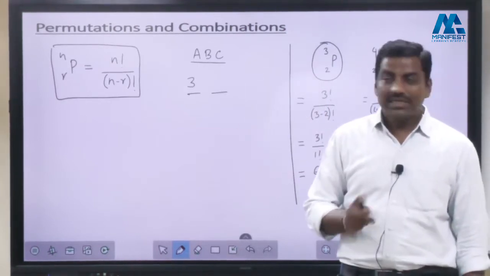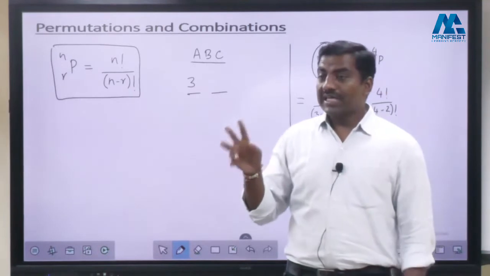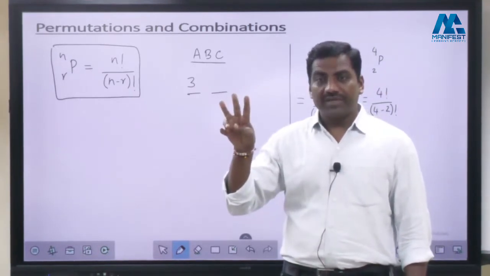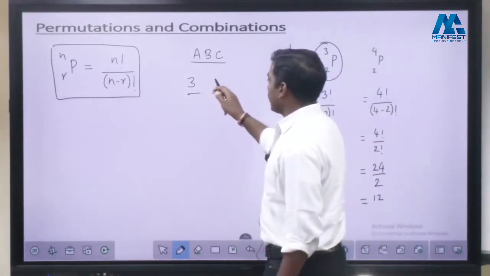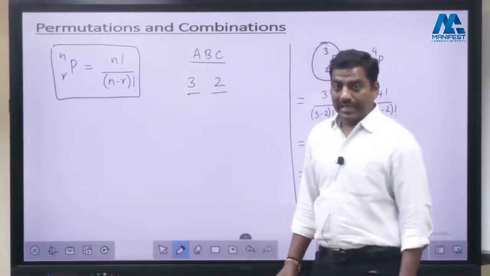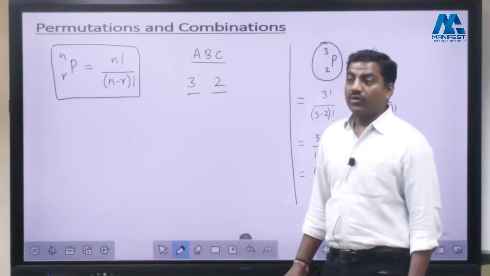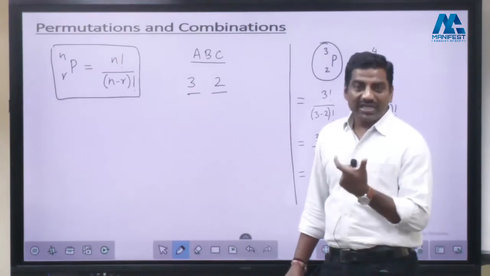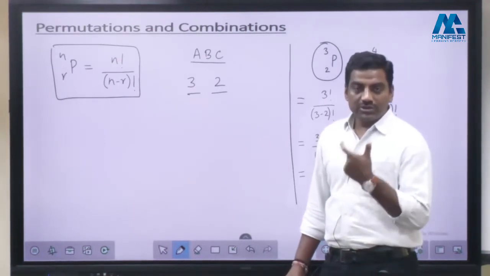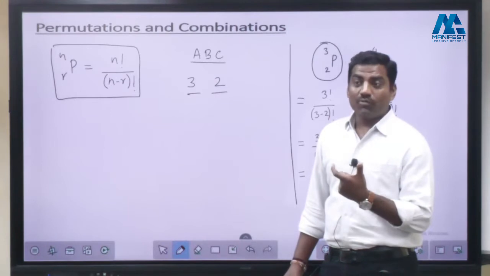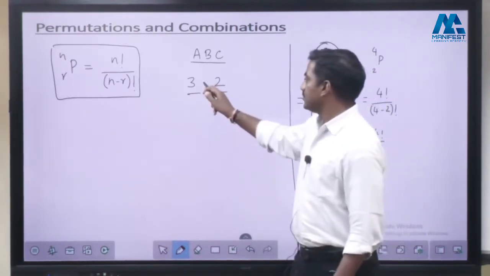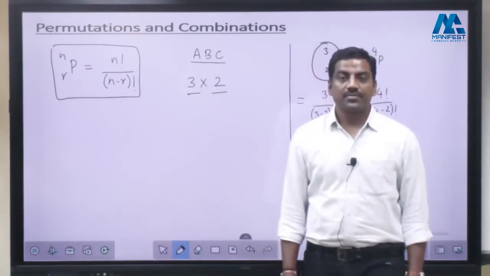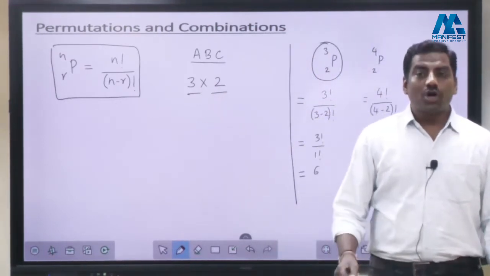Is there a chance? No. So the captain can be chosen in 3 different ways and the vice captain can be chosen in 2 ways. And your job is over when you choose both captain and vice captain. And is very important here. So whenever and comes, you have to multiply.